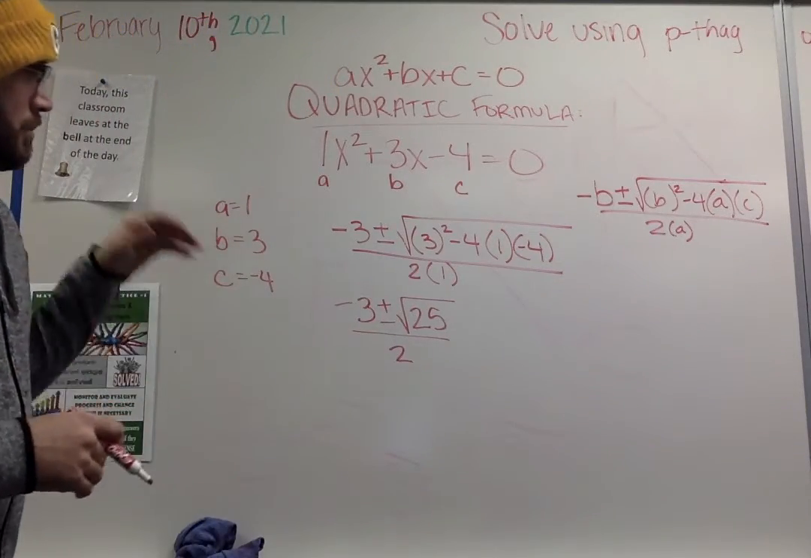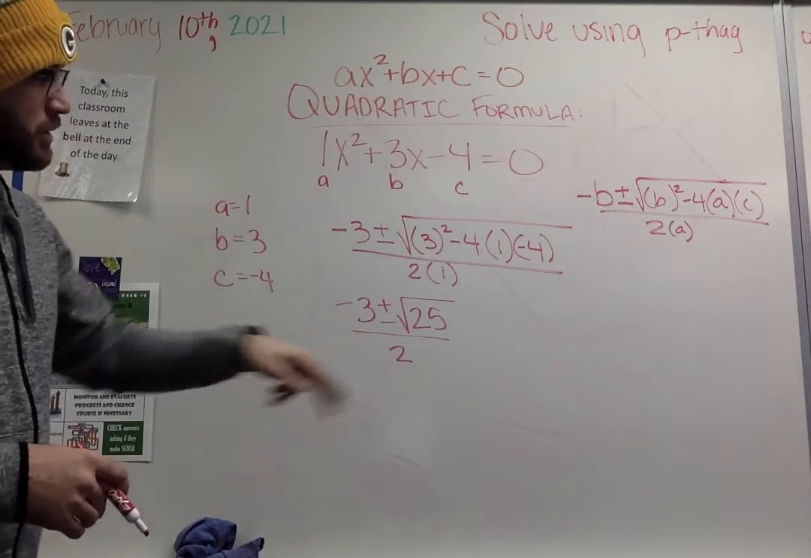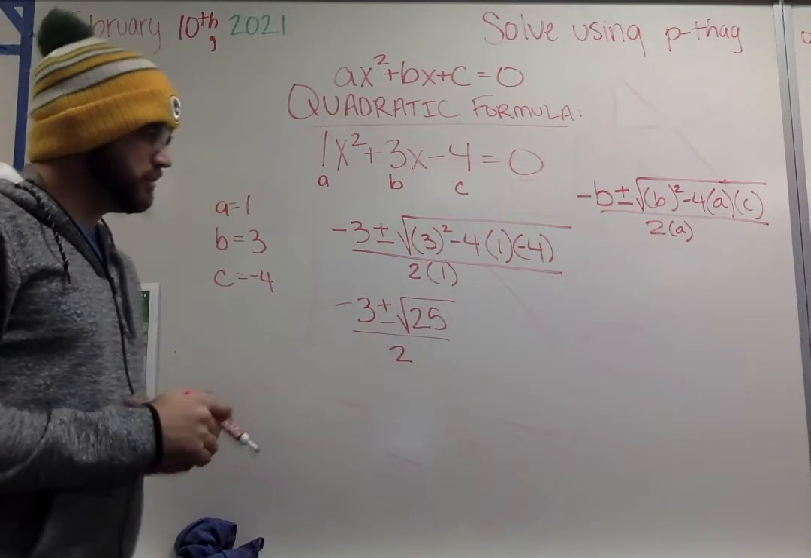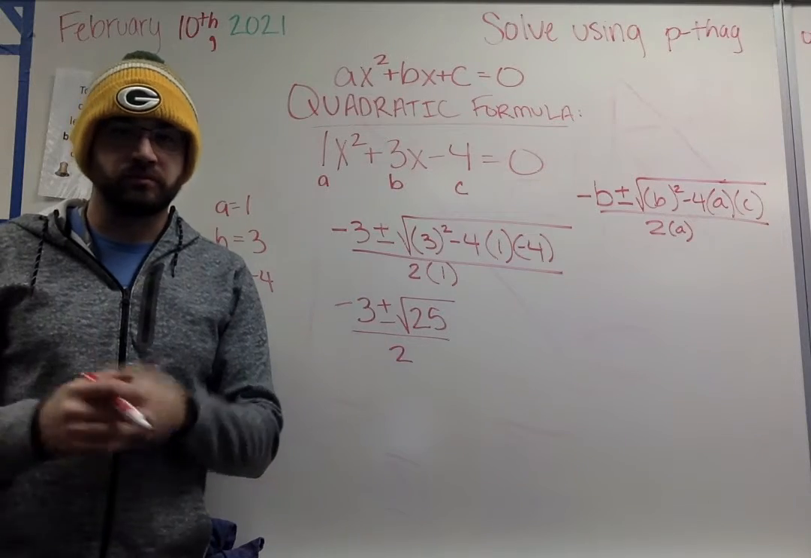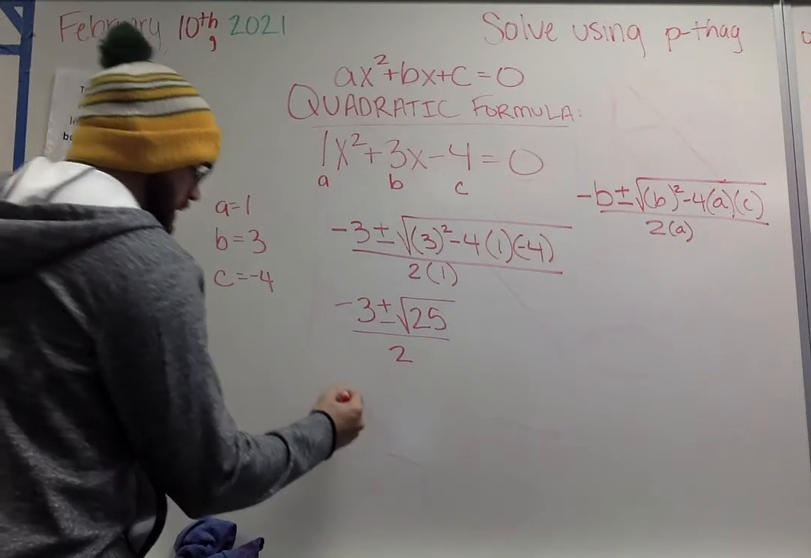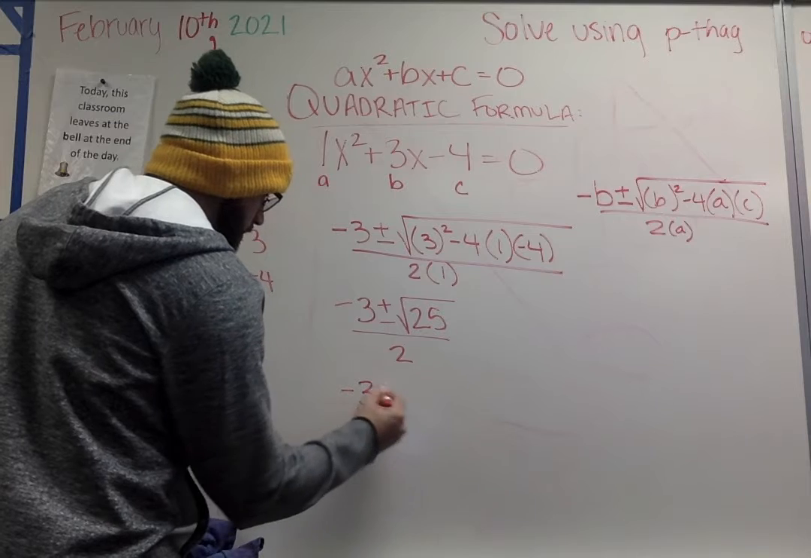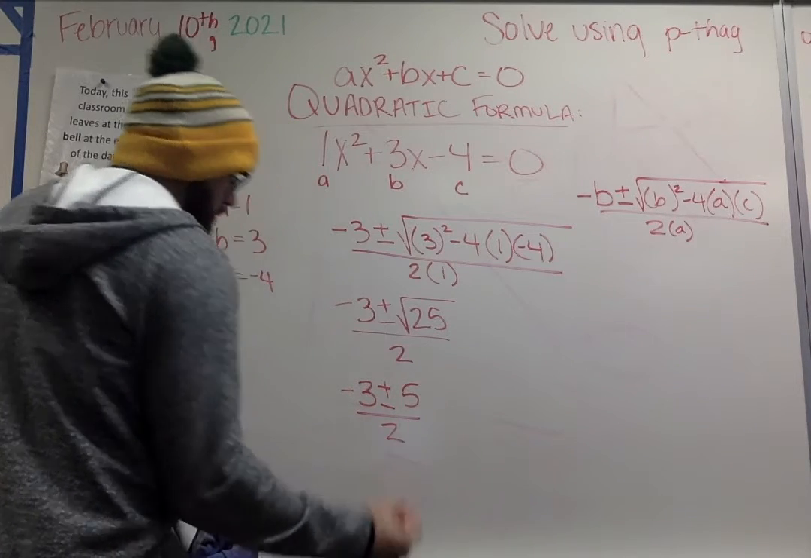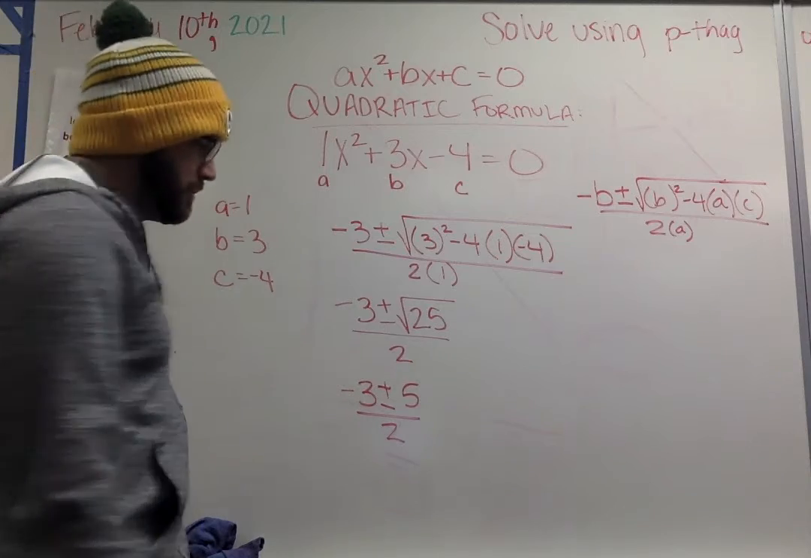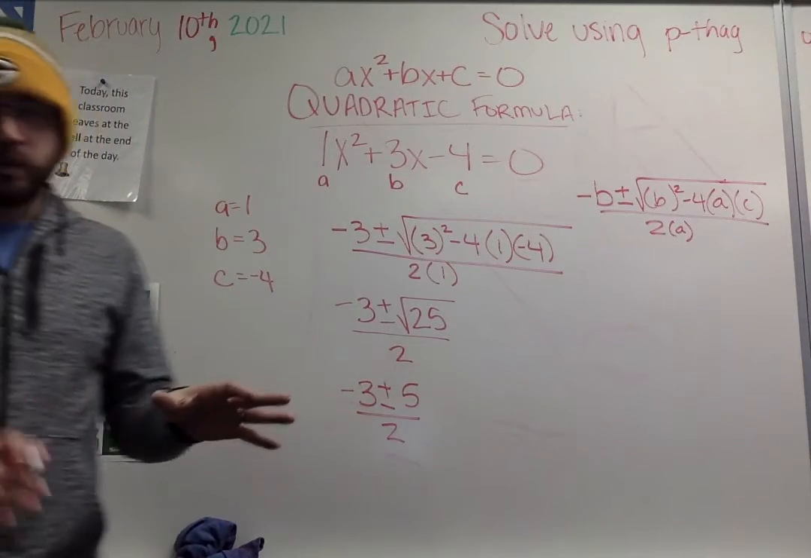Okay. But right now we do have a positive number, so I can say, all right, square root of 25. Okay, at this point, we can plug in square root of 25 into our calculator. If you do square root of 25, it gets you 5. So I've got negative 3 plus or minus 5 over 2. Okay, this is the part where it gets a little bit weird.